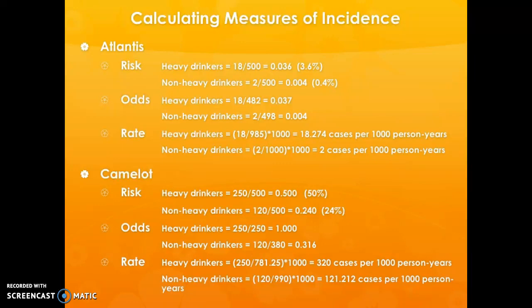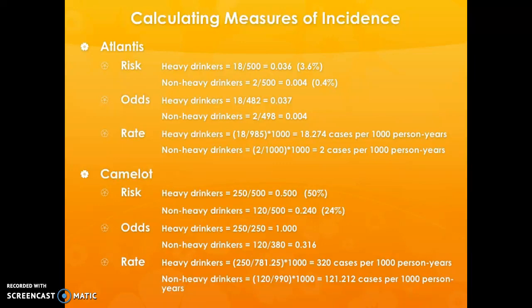In Camelot, the risk for heavy drinkers was calculated to be 0.5, if you take 250 divided by the total population of 500. So the risk of stomach cancer among heavy drinkers is 50%, and non-heavy drinkers is 120 over 500, which is 0.240. So the risk of stomach cancer among non-heavy drinkers is 24%.